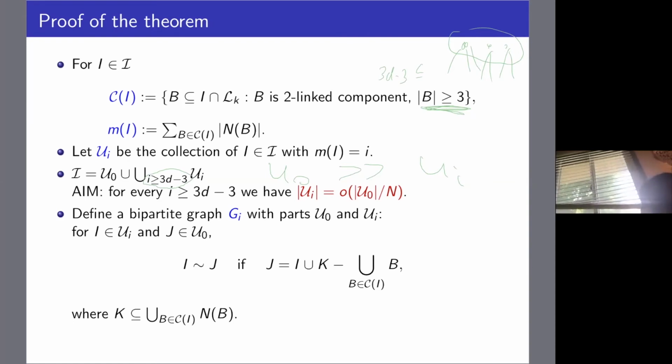So I want to prove this for every I separately, and I use this simple trick about bipartite graphs. So I make bipartite graphs where one class is the set of independent sets from U0, and the other class is from UI, and I put an edge between 2 independent sets if I can get from one independent set to the other the following way.